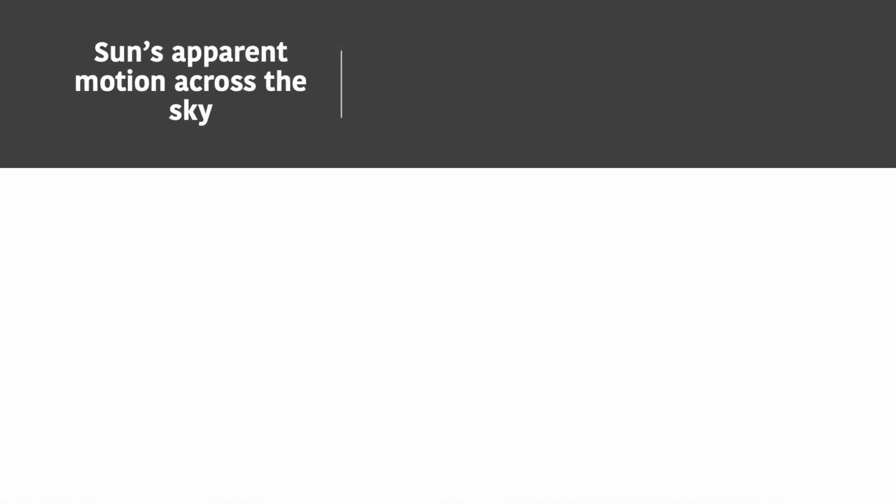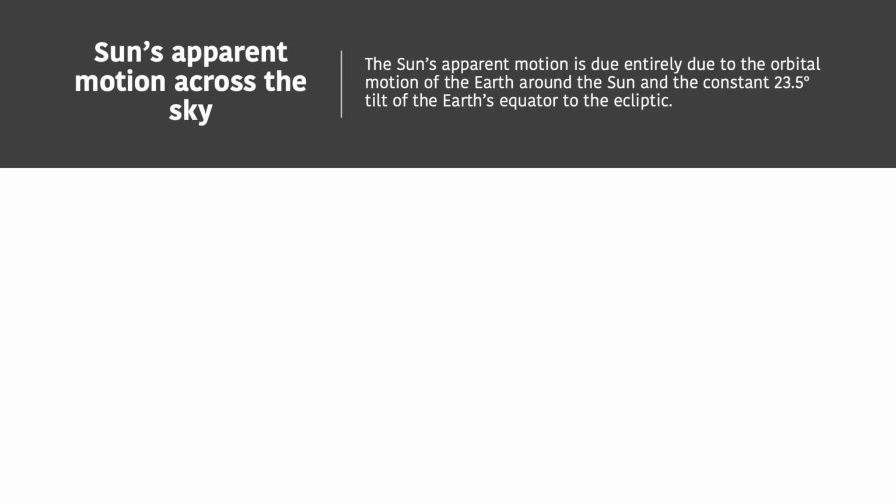Let's just quickly talk about the apparent motion of the sun in the sky. Let's leave the planets for now and look at the sun's eastward journey across the celestial sphere during 1 year. Of course, the sun isn't actually moving. Its apparent motion is due entirely to the orbital motion of the Earth and the constant 23.5 degree tilt of the Earth's equator in relation to the ecliptic.